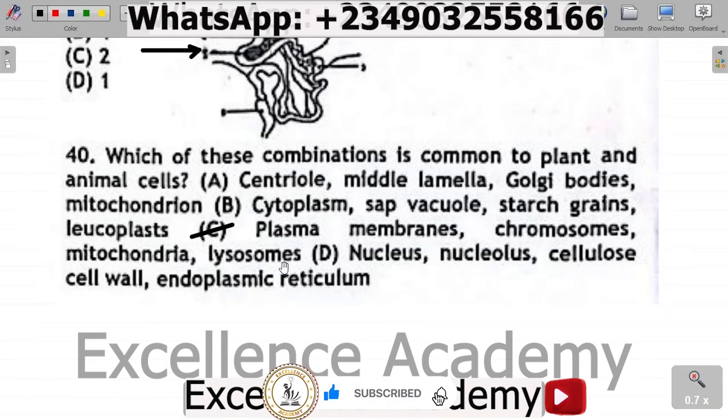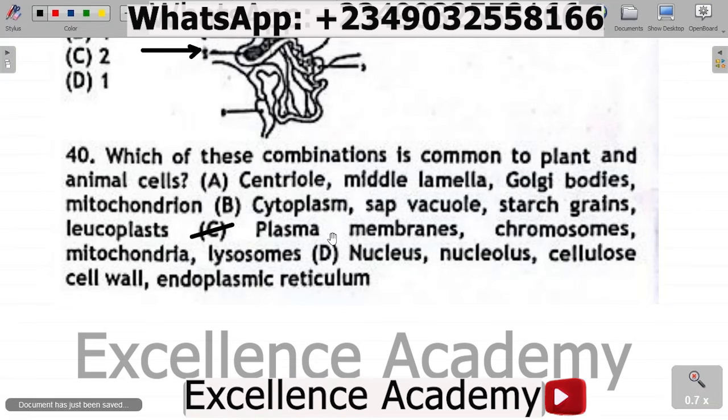The plasma membrane is also known as the cell membrane, which controls the surrounding environment of the cell. The chromosome contains the DNA structure. The mitochondria is the site for ATP, which is also known as the powerhouse of the cell. The lysosome is also known as the stomach of the cell, which contains digestive enzymes.